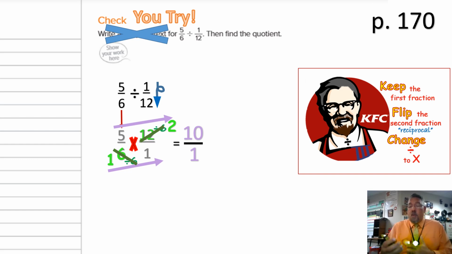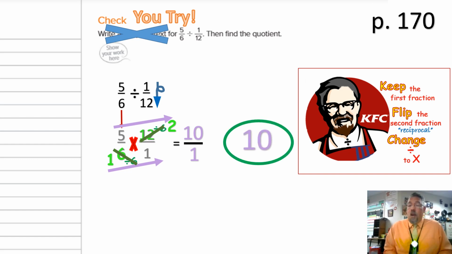Now, if you didn't cross reduce, which once again, you don't have to, I'm just trying to show you how to do it because it will make life easier. You could have taken 5 times 12, which gave you a numerator of 60, and 1 times 6, which gave you a denominator of 6. And then when you divided those, well, 6 goes into 60 10 times. So you should be able to still end up with the exact same answer that I did. Either way, as long as you're successful, that's what's important to me.